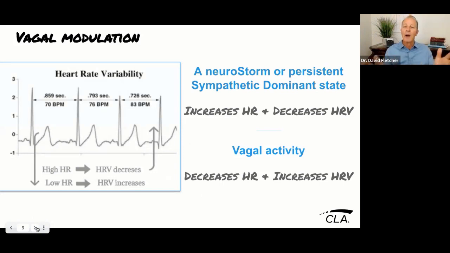A neurostorm, or a persistent sympathetic dominant state, raises the heart rate, right? You give somebody more adrenaline or norepinephrine and their heart rate is going to go higher. And that means that there is less of a spacing, if you will, between the heartbeats in a given amount of time. And that means that they have a lower heart rate variability. Whereas the opposite is true, that if we activate the vagal activity, it decreases the heart rate, which increases the HRV. So an increased HRV is synonymous with a very active vagal tone.